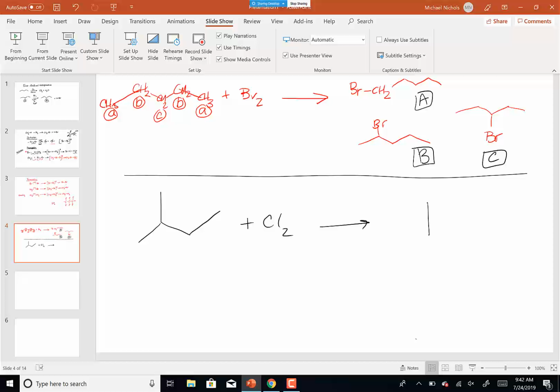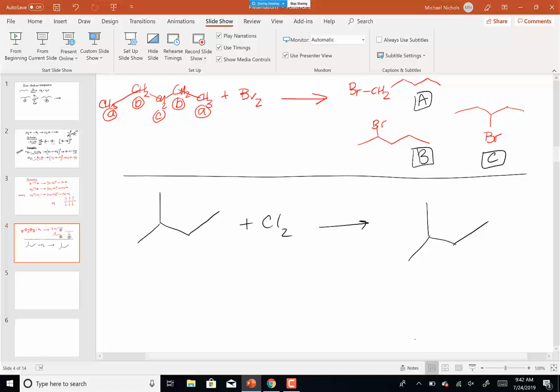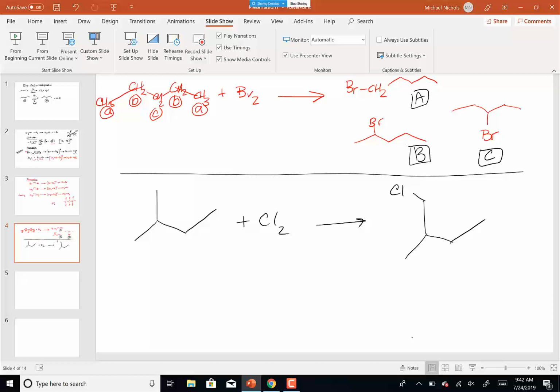the first thing you do is draw the skeleton out, and now let's start replacing hydrogens with a chlorine. So, that one. I mean, it's the first product, so is it unique? Yes. If I labeled those CH3s A, are there any others that if I replace the hydrogens would be the equivalent structure, would give the same product?